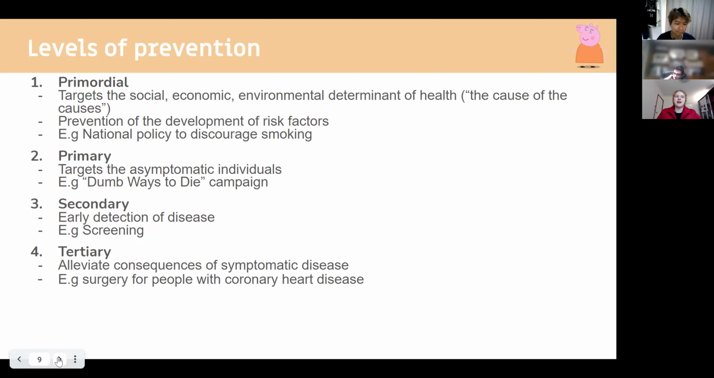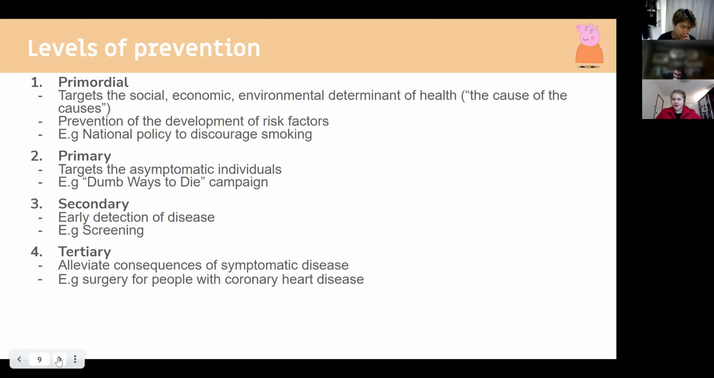Or the government institutes a new welfare policy where people in poverty get some more money, so they're less likely to be unemployed, and then less likely to maybe have access to certain drugs or alcohol. So very, very broad systemic institutional measures, primordial. Primary is when you're targeting asymptomatic individuals. So you're targeting more specific people now, specific groups, and asymptomatic people, whereas primordial is everyone. So like the Dumb Ways to Die campaign was an example of primary prevention.